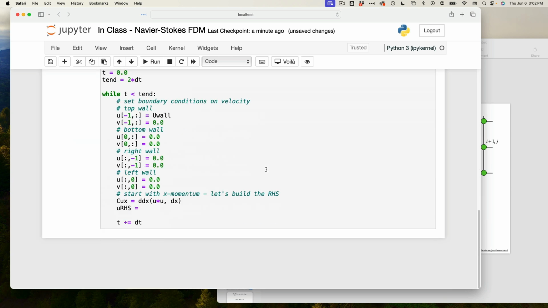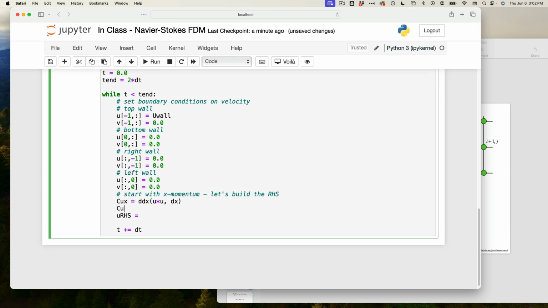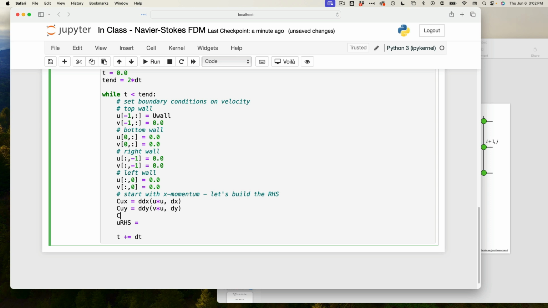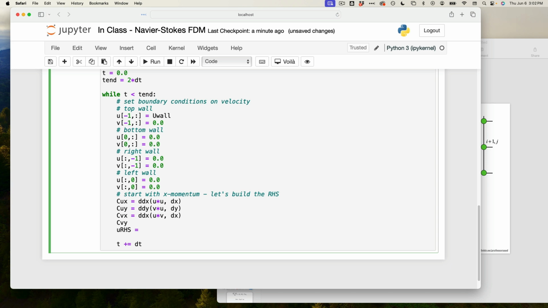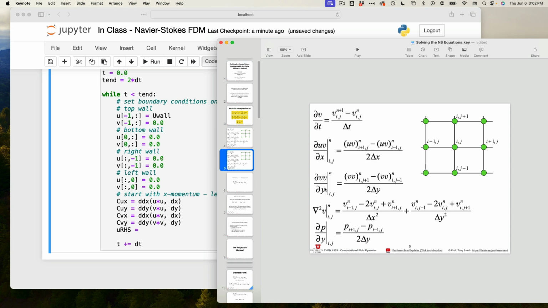All right. So now when I come here, I know that my first advection term, cuy, is going to be d dy of v times u. Now check this out. The x advection term of the y momentum, cvx, is going to be d dx of u times v, and cvy, the y advection term for the v momentum, is d dy of v times v, right? So I'm doing just these derivatives, guys.